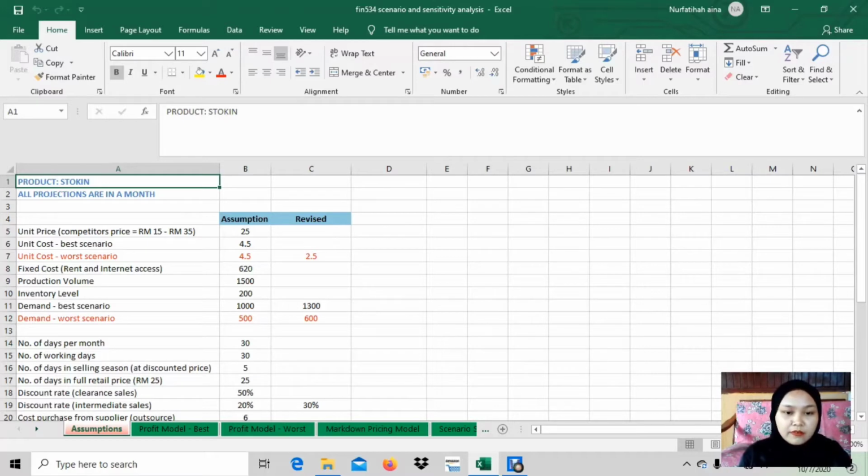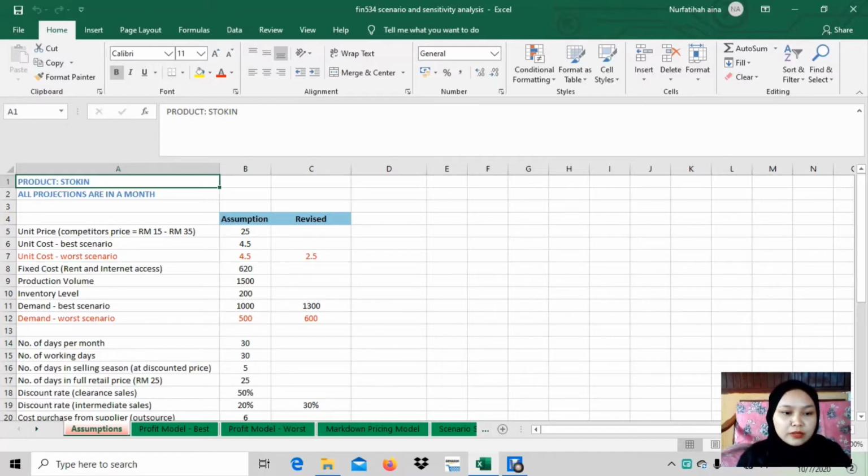How do I get 4.5 ringgit? I add all the variable costs, then I divide by the production volume. For the fixed cost, I only have to pay for the rent and internet access since I operate my business in the store and online. So I assume my fixed cost that I need to pay in a month is RM 620.